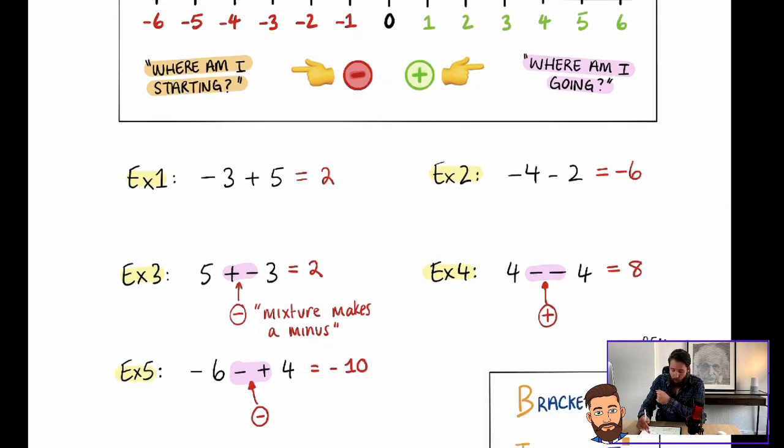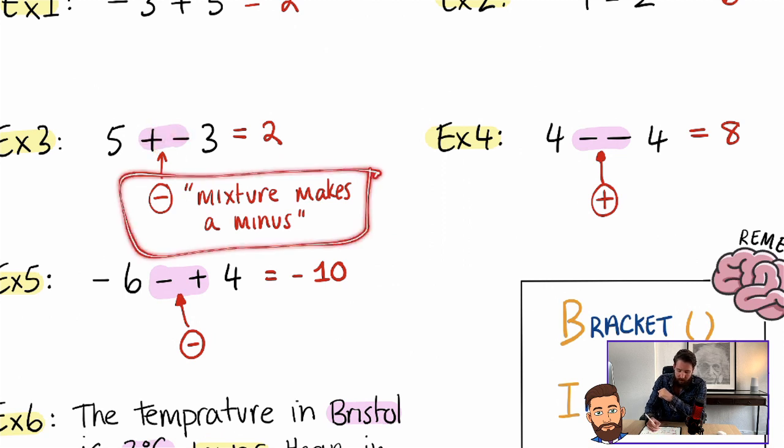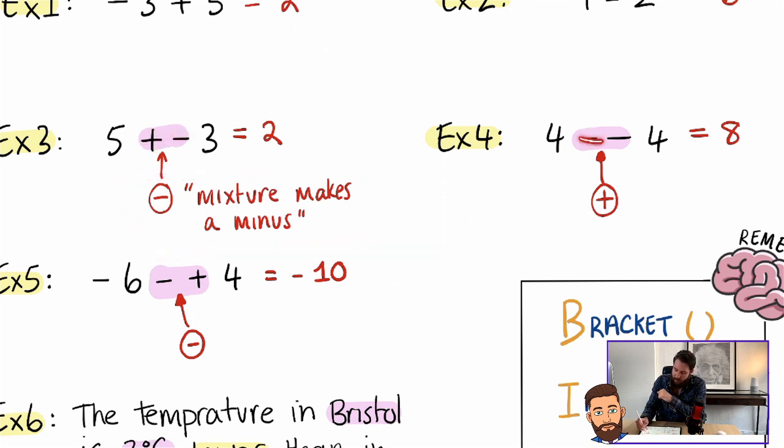And then also, using those same rhymes and statements from multiplying and dividing, if you've got a plus and a minus next to each other, that means that it's a minus. A mixture makes a minus. And if you've got two negatives together, it means it's going to turn into a plus. And that would decide where I'm going, left or right.